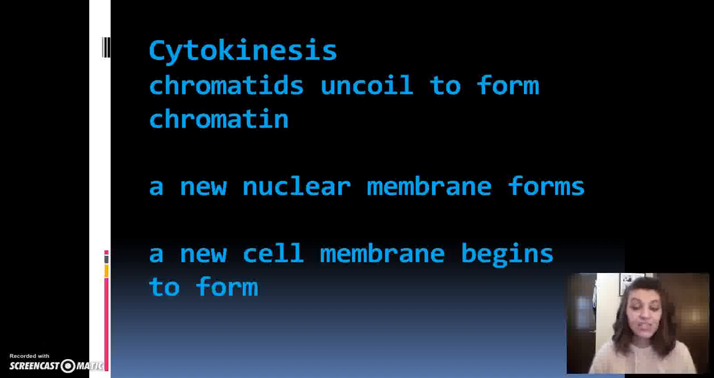So we are going to split our cytoplasm because not only do we need to split our DNA, we need to split the organelles that are in that cell as well. So the chromatids continue to uncoil to form the chromatin. And this is, like I said, with telophase there, and then cytokinesis as well. And then when we're done, once we've divided the organelles, we have a new cell membrane that begins to form too.